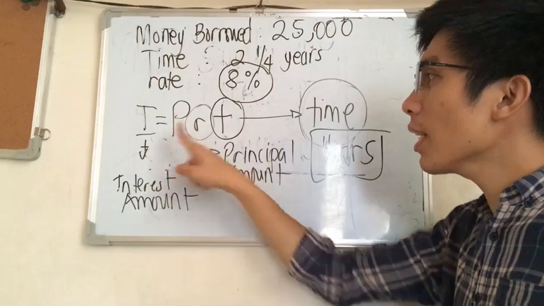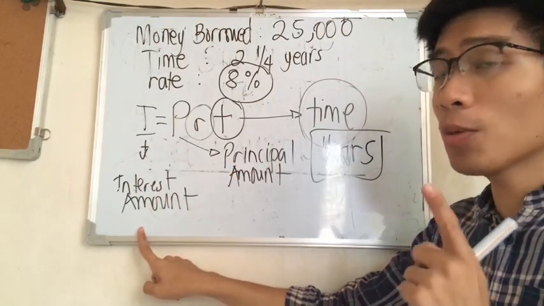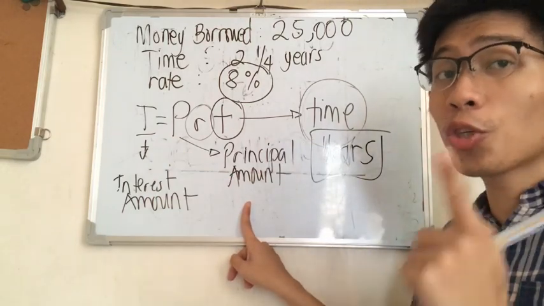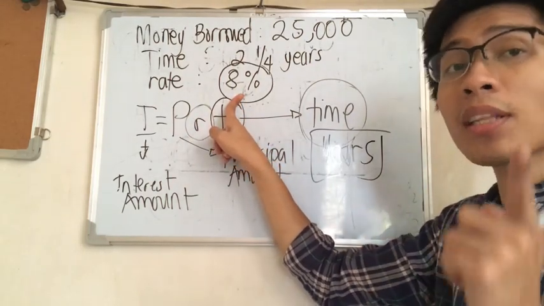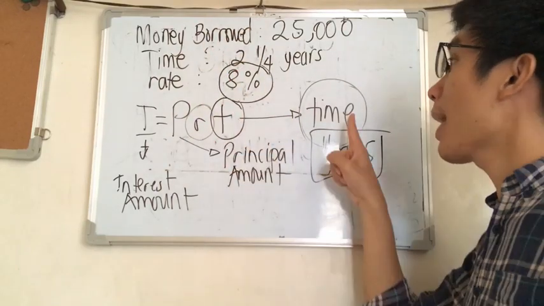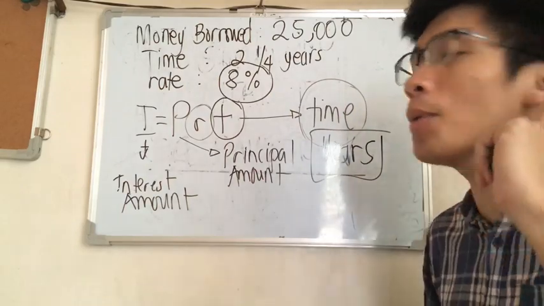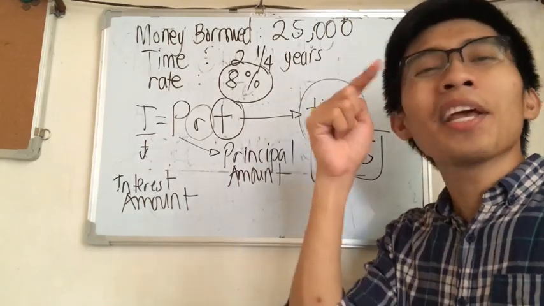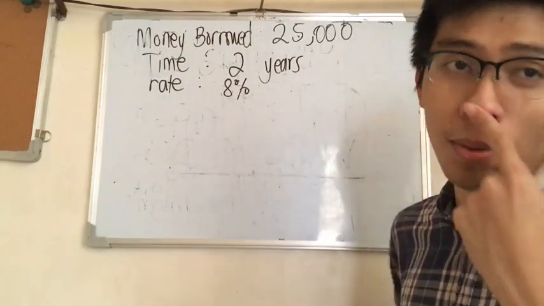That is the formula of our simple interest, I = PRT. I is the interest amount, the additional amount that is added to the amount that you borrowed. P is the principal amount, or in short, the amount that you borrowed. R is the rate, the percentage rate added to the amount that you borrowed. And T is the time, how long you are going to pay the amount that you borrowed. And take note, time should always be in years. Okay, without further ado, let's solve example number 1.